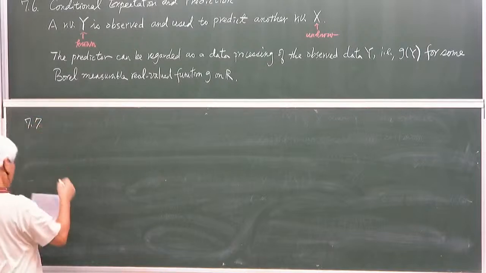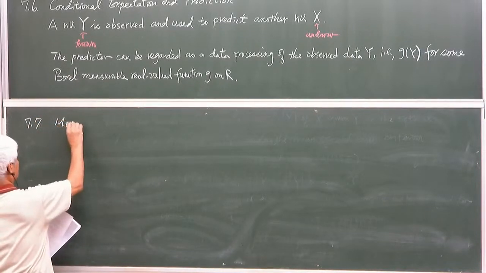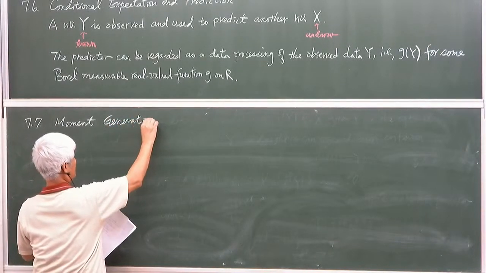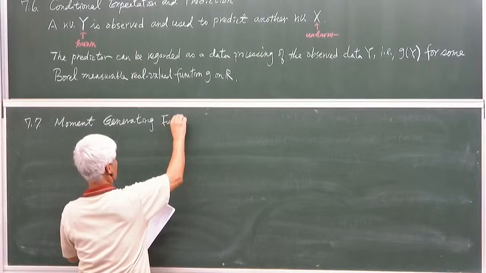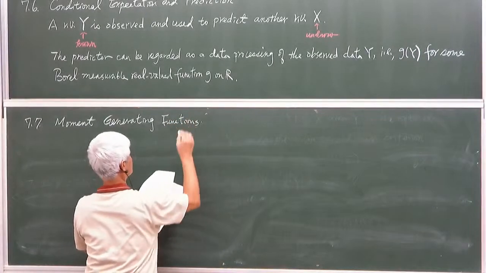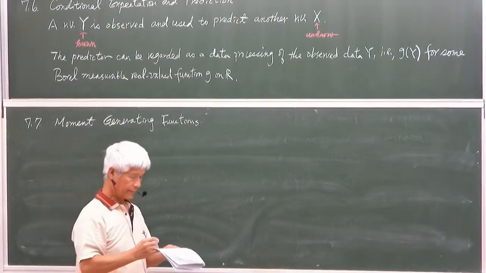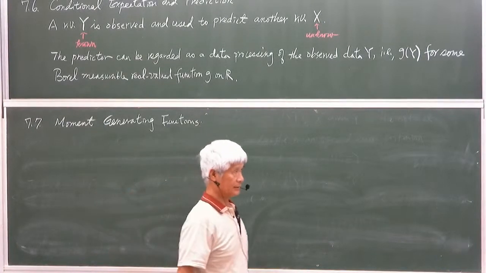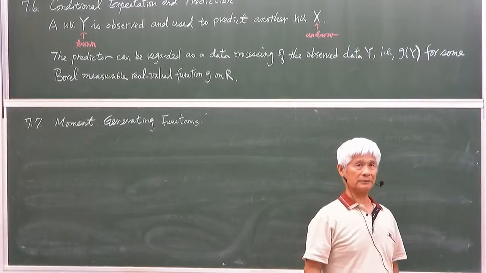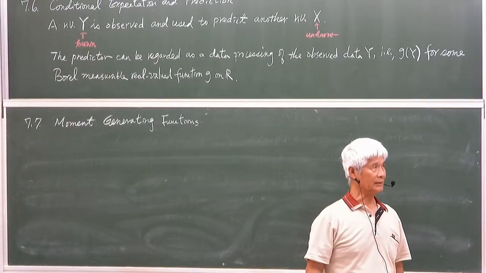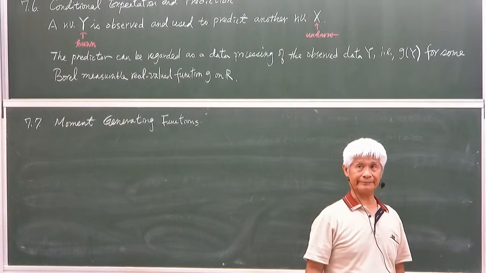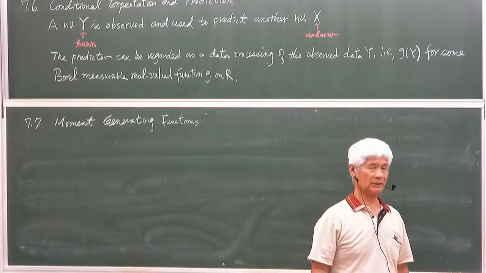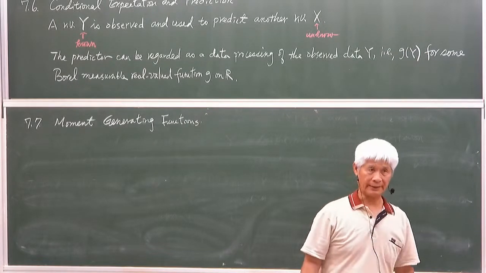All right, so 7.7 is about moment generating function. Moment generating function has the same status as the Laplace transform in circuit theory, or in ordinary differential equations, or in signal system studies. All right?